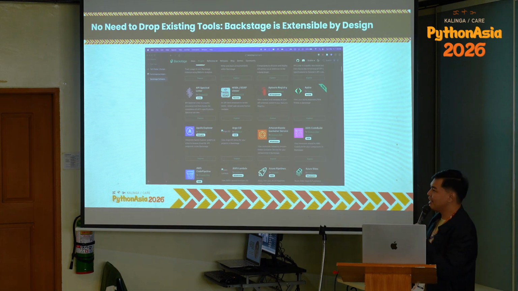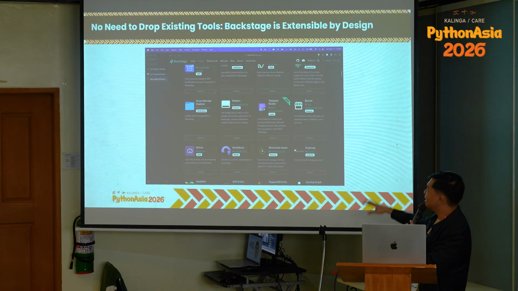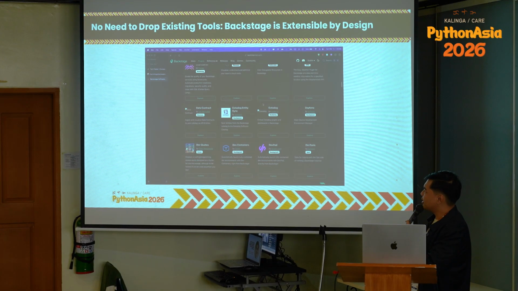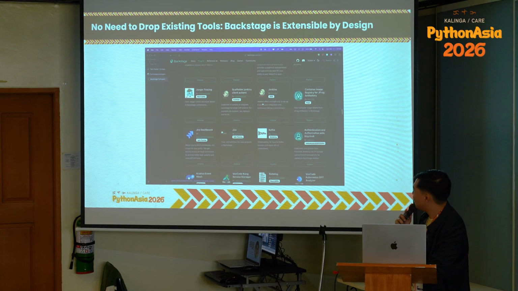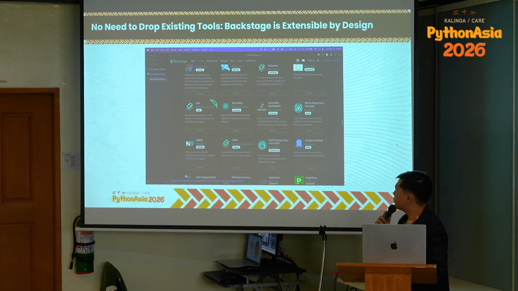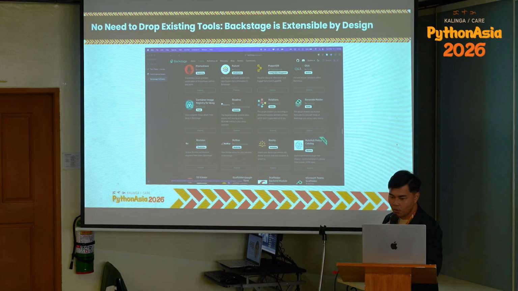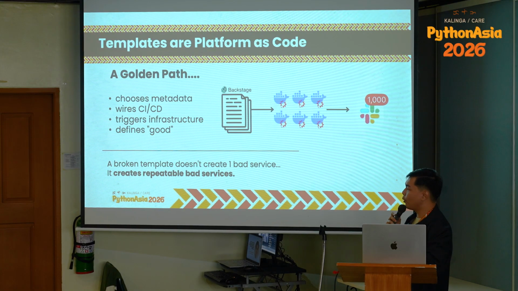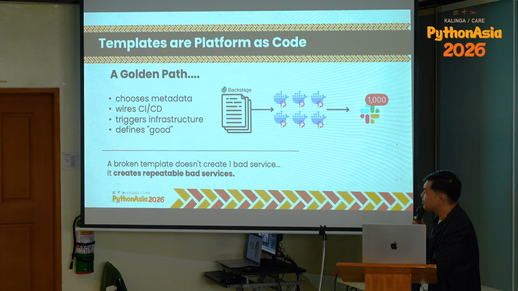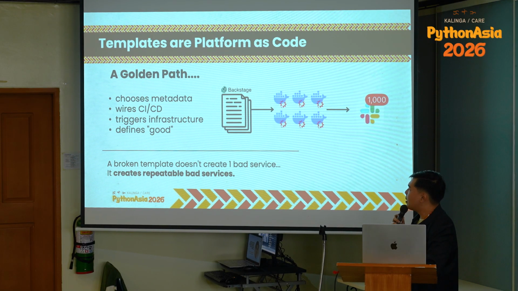It has a really rich ecosystem of plugins, things that are specific to your cloud service provider. It has a pretty rich ecosystem for other clouds as well. So that's the whole promise of a golden path, right? That golden path already chooses the metadata, the CI/CD, and it triggers infrastructure for you.